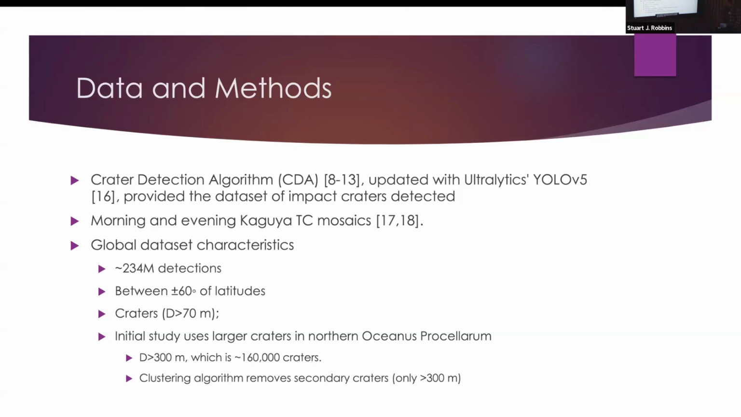For this analysis, the database was built based on morning and evening Kaguya data. I know at one point the group took a diversion to look at NACs, but NACs have such a variation in lighting intensity that it can be challenging to get consistent results, so they doubled back to Kaguya data. The global database includes 234 million detections between 60 degrees north and south, and includes craters down to 70 meters.